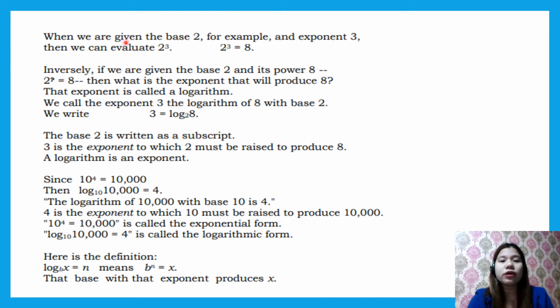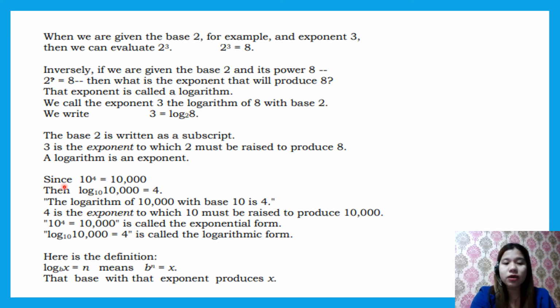So we have here, when we are given the base 2, for example, and exponent 3, then we can evaluate 2 raised to 3 as 8, because 2 times 2 is 4, times 2 ulit is 8. So inversely, if you are given the base 2 and its power 8, so 2 raised to what equals 8? Then what is the exponent that will produce 8? So that exponent is called a logarithm. So we call the exponent 3 as the logarithm of 8 with a base of 2. So we write here, ito again yung exponent equals to logarithm, and then yung base na dito, then ito yung pinaka-answer. Okay, so the base 2 is written as a subscript. So 3 is the exponent to which 2 must be raised to produce 8.